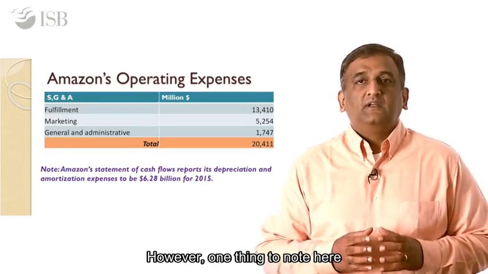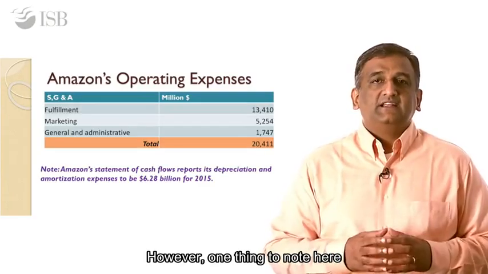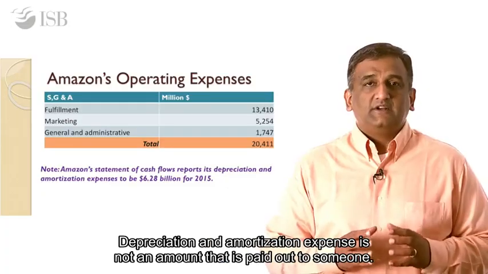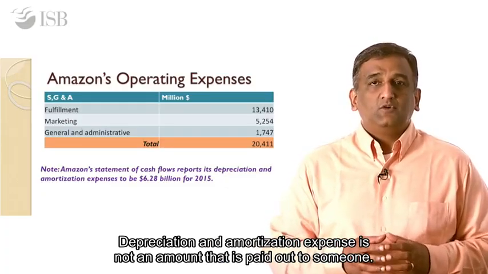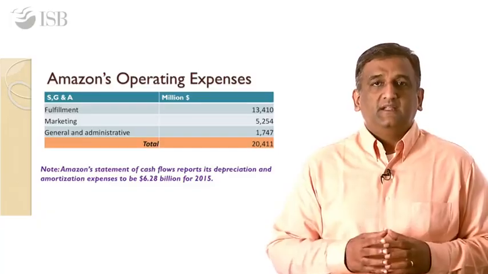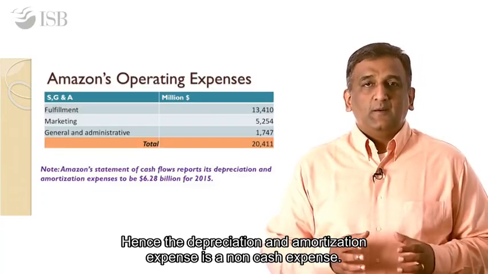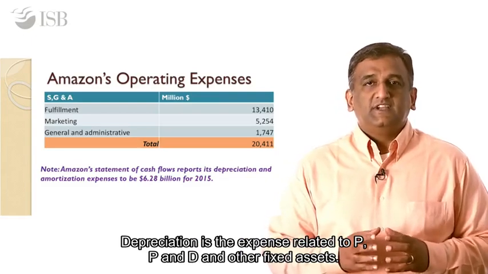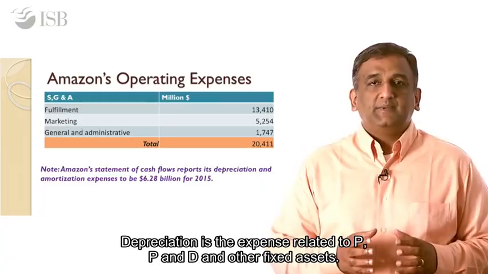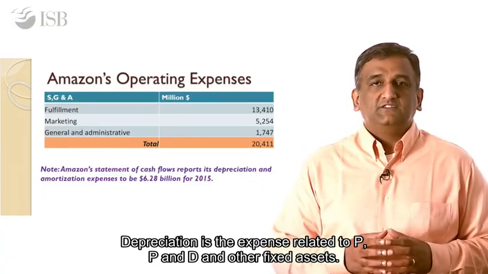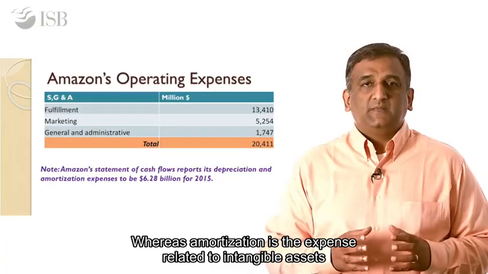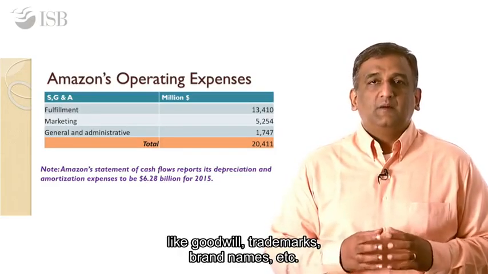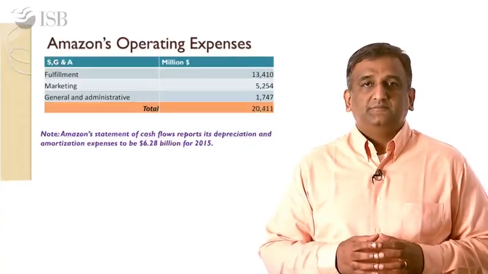However, one thing to note here is that unlike other expenses on the income statement, depreciation and amortization expense is not an amount that is paid out to someone. Hence, the depreciation and amortization expense is a non-cash expense. Depreciation is the expense related to PP&E and other fixed assets, whereas amortization is the expense related to intangible assets like goodwill, trademarks, brand names, etc.